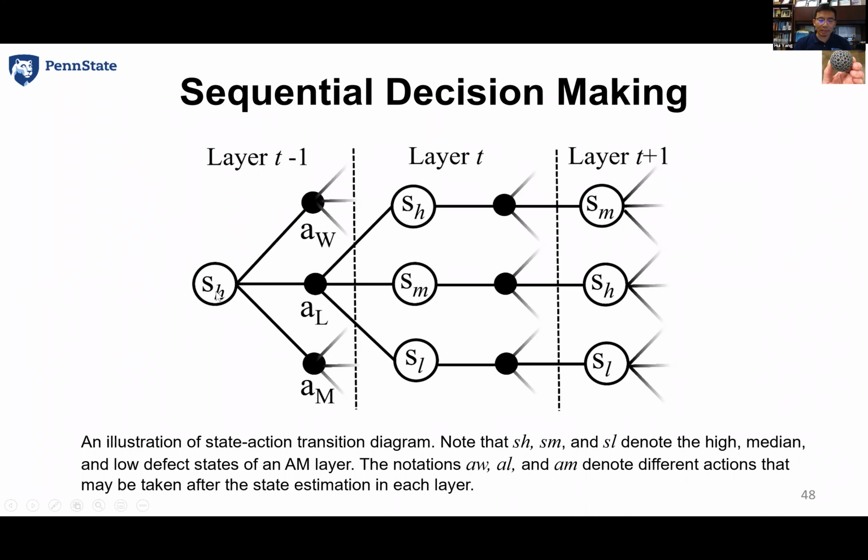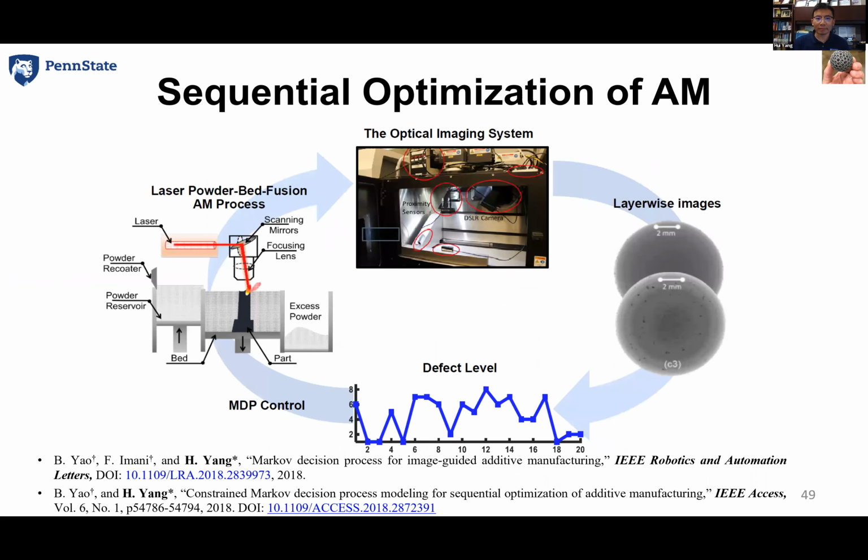If you are in a state and you take a different action, you will have a series of state action transitions. So different state, you choose different action. It will cause the subsequent state to change in the next layer and also the subsequent layers. The sequential optimization is that you have sensors, and then you do the sensing, and then you quantify the defect level, and then we call it MDP, Markov decision process. You want every step to be optimal. So that's the Markov decision process for image guided additive manufacturing.